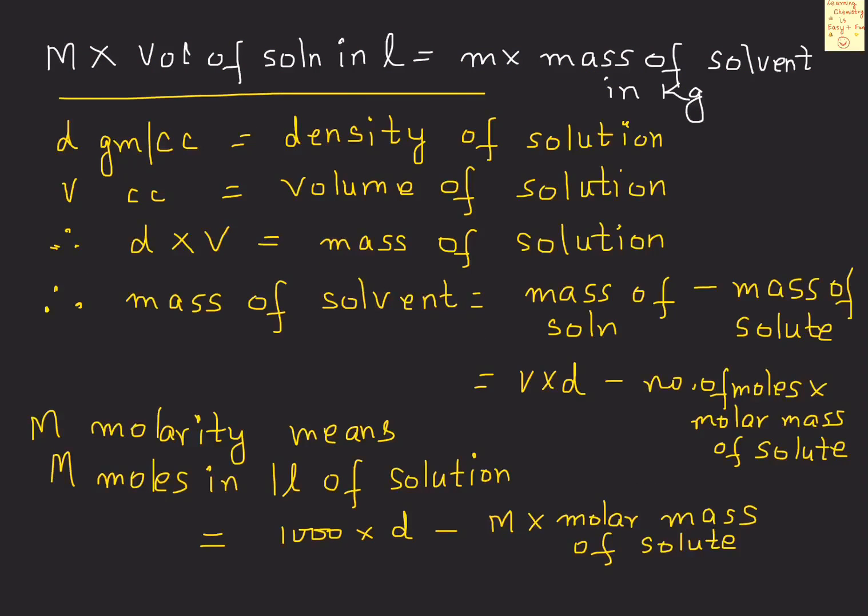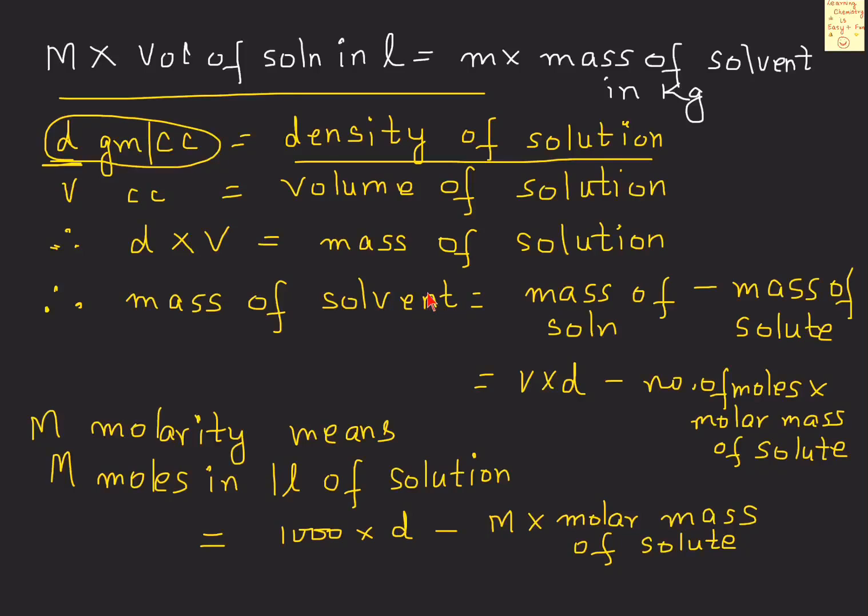I've written the formula again. Now, the thing that we need over here is the density of the solution, d gram per cc. That means we've got V. So, if we've got V cc of the solution, that is the volume of the solution provided to us, the mass of the solution would be density into the volume, right? Mass is volume into density, you've been learning from your class 6.